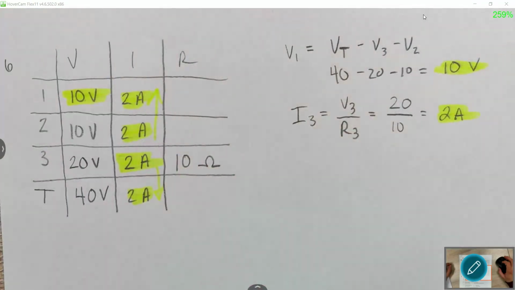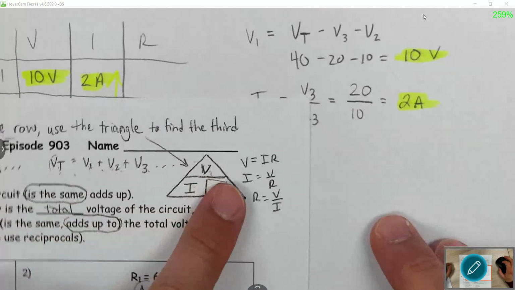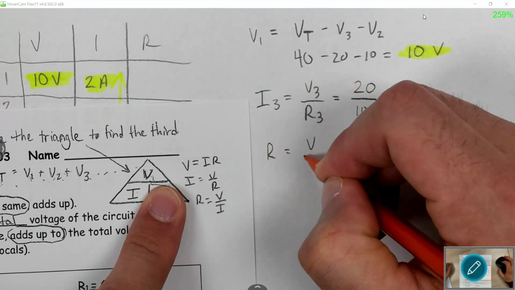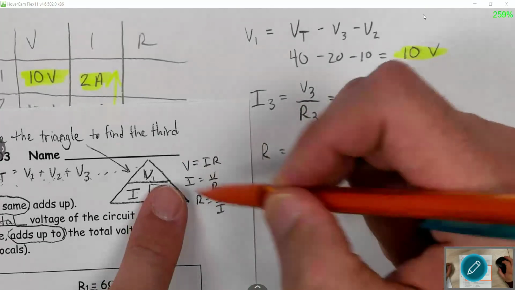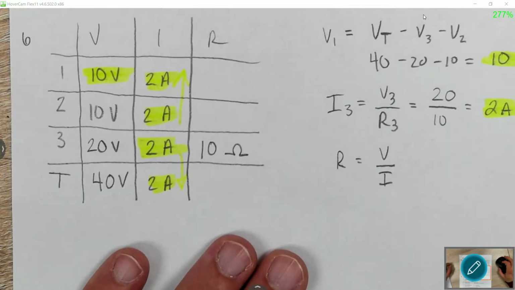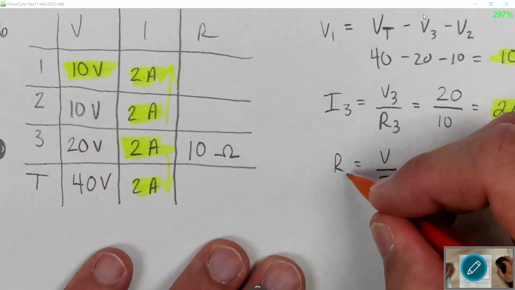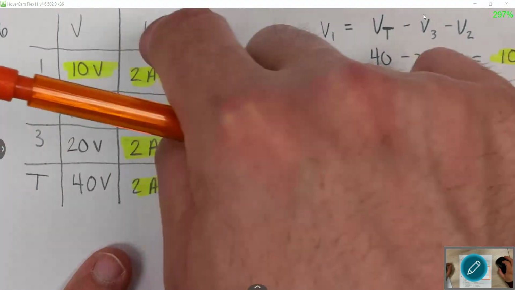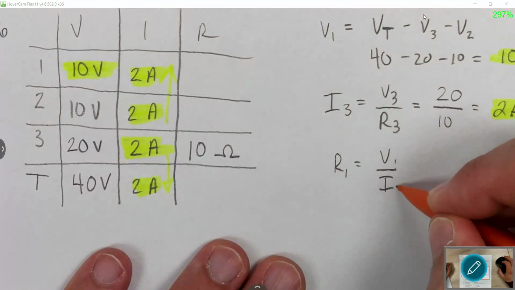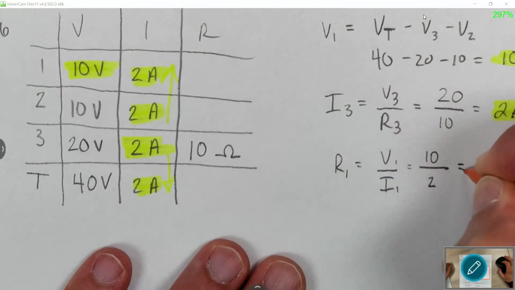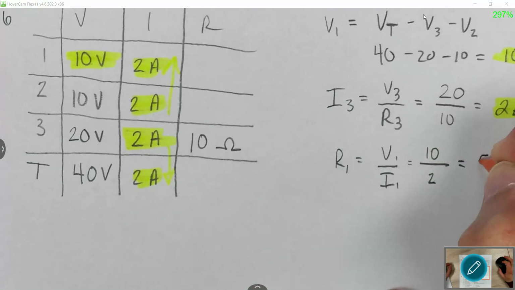All right, R1, how do we solve for R? If I cover up R in the triangle, what does it equal? V divided by I, right? Covering up R, it's V divided by I. But what R am I solving for first? I'm going to go with R1. So you have to use specifically V1 and I1. V1 was 10. I1 is 2. What is 10 divided by 2? 5 ohms.